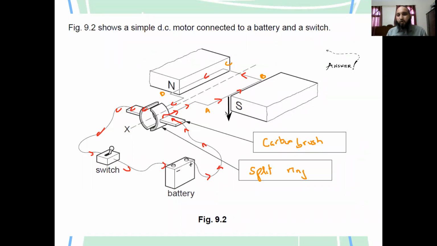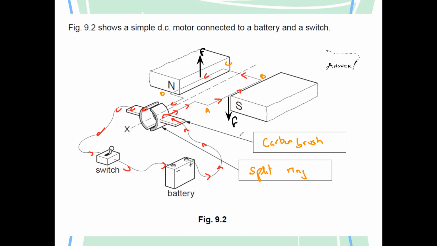So it means A and B will experience a force downward. Sometimes we have to draw an arrow to show the direction of force. In this question, they did not ask, but we can practice. And from C to D, to find the direction of force, my index finger should point towards south. My second finger is pointing in the direction of the current, which is outward. So the thumb is pointing upward. And automatically, you can work out that if one side is experiencing a downward force, the other side should experience an upward force. So the direction of the force will be upward for C and D and downward for A and B.